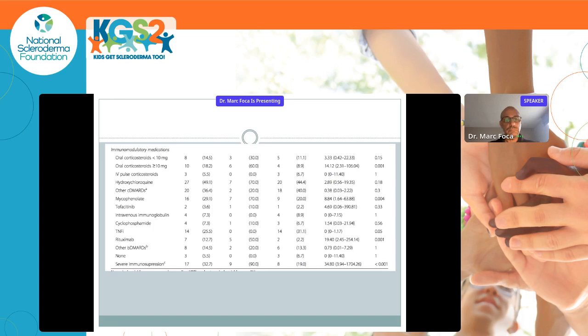So again, this is a single center study, a small number of patients, and offers possibly a glimpse of risk factors for admission, most of which appear to be similar to risk factors for the general pediatric population, but maybe a signal that there is some difference between patients depending upon their immunosuppressive therapy.